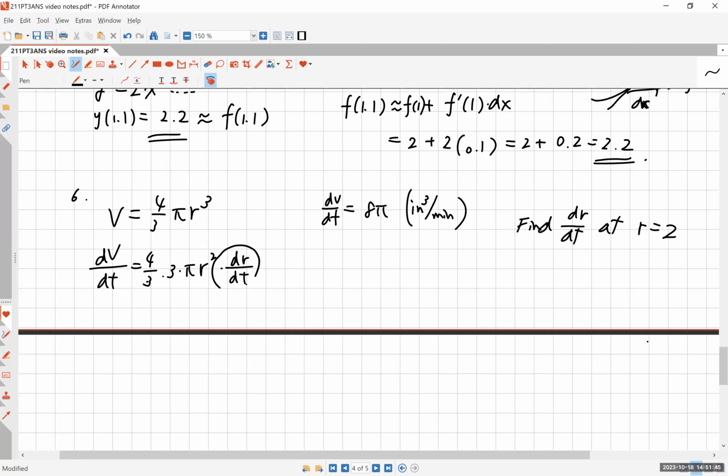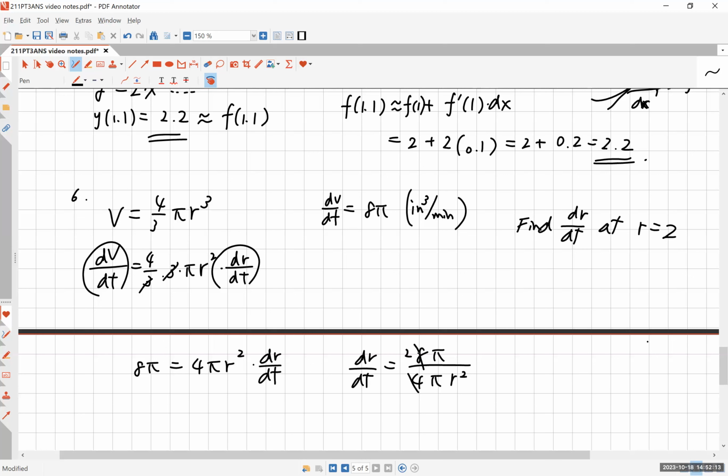Now, this is what we need to find. This is what we have, okay? So, but let's close this out. Okay, so we can also say, well, dV/dt, 8 pi, is equal to 4 pi r squared times dr/dt. Okay, so dr/dt is 8 pi divided by 4 pi r squared.